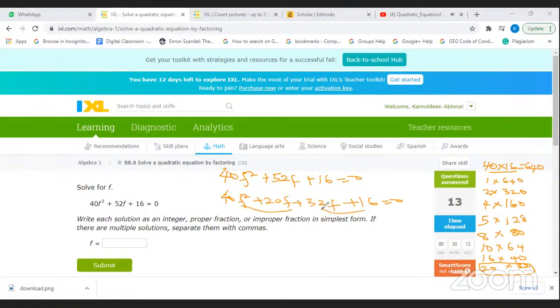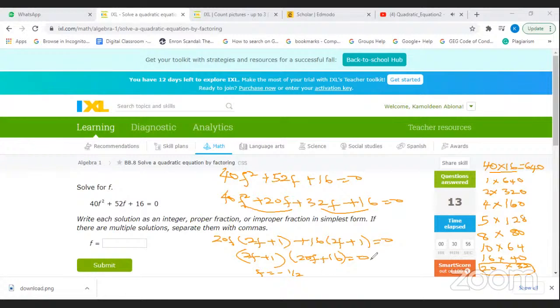So this is group 1, group 2. What can go here? 20f is common. You have 2f remaining here plus 1. Then you have plus 16, 2f plus 1 equals 0. So 2f plus 1 is common. Then 20f plus 16. So 2f plus 1 equals 0. It means f equals minus half.